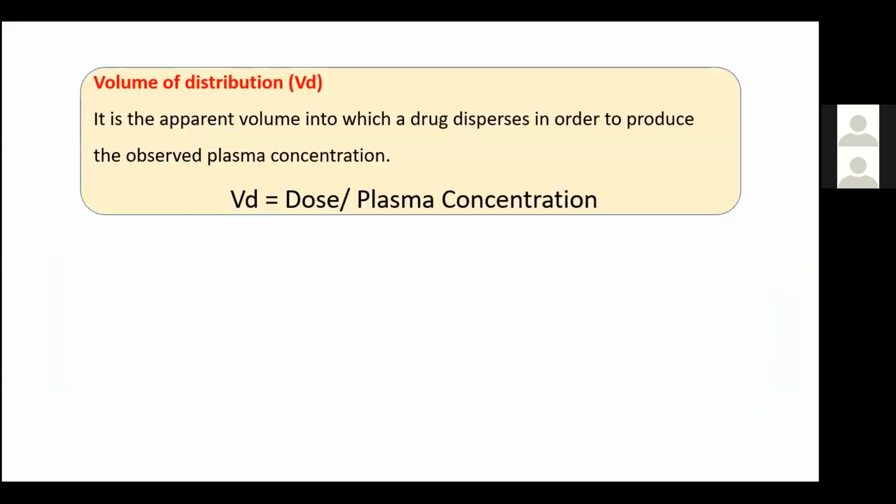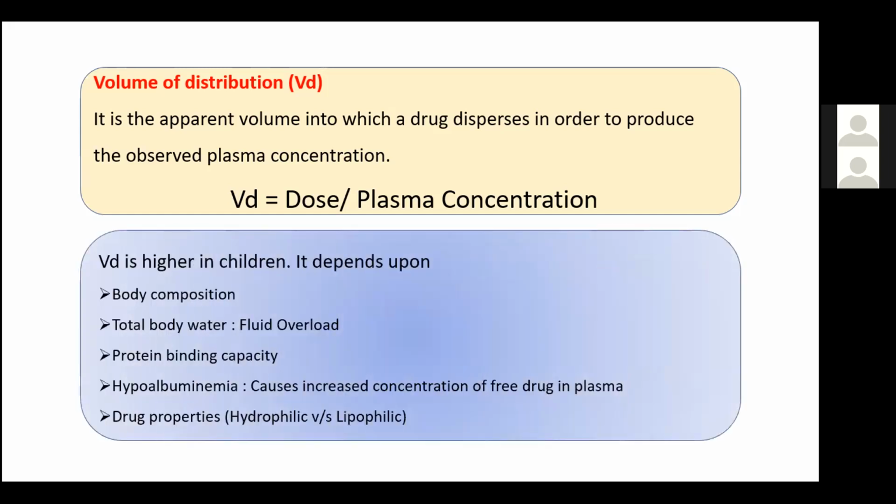Now moving on to the volume of distribution, it is the apparent volume or the theoretical volume into which a drug disperses in order to produce the observed plasma concentration. Therefore, Vd, the volume of distribution, is equal to dose divided by the plasma concentration. Now, the volume of distribution is higher in children as compared to adults because the total body water content in the pediatric population is proportionately higher compared to adults. It depends upon the body composition.